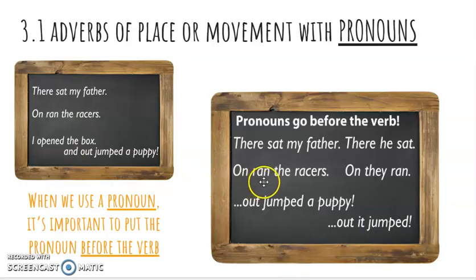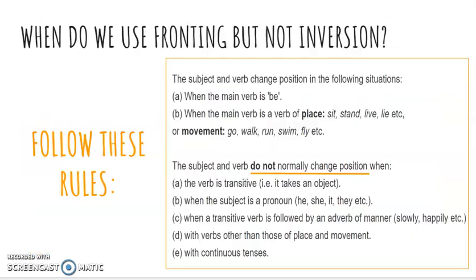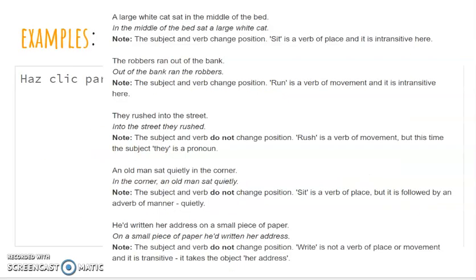Remember that we would say, "On they ran," "There he sat." But there are some other examples in which we wouldn't do an inversion, and we would only do the fronting, like putting the adverb at the beginning. In order to clarify this, I have included certain examples of the previous rules, each with a note explaining why we use inversion or why we do not use inversion.